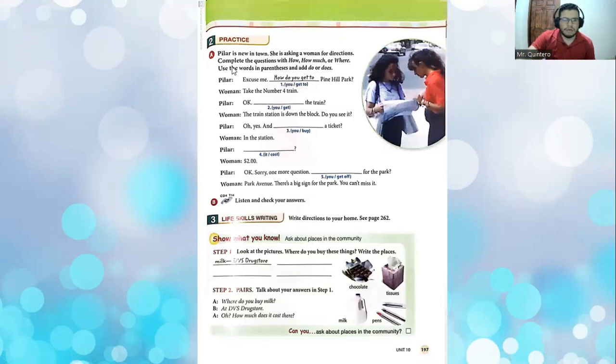Pilar is new in town. She's asking a woman for directions. Complete the questions with how much, or where. Use the words in parentheses and add do or does. What does it mean add? When you are adding, in this case, is cuando estamos agregando. Añadir do or does to the WH question. How much, acuérdense que es cuando estamos hablando de cantidades incontables. How es cómo llegué ahí. Where, dónde.